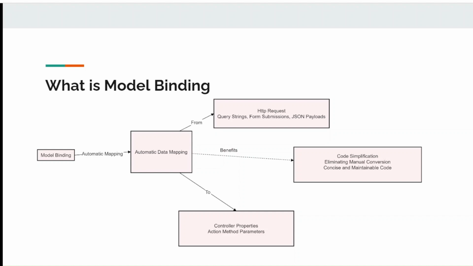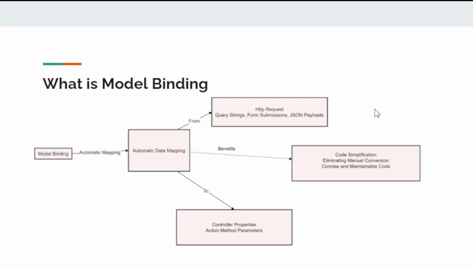Imagine the complexity of each time manually parsing and extracting the HTTP request to gather the essential data in our action methods. Model binding eliminates this need for manual extraction and conversion of the data, thus making our code more concise and maintainable.